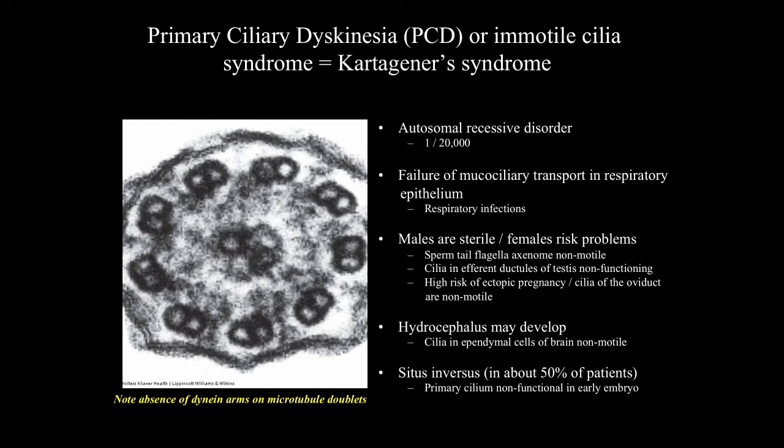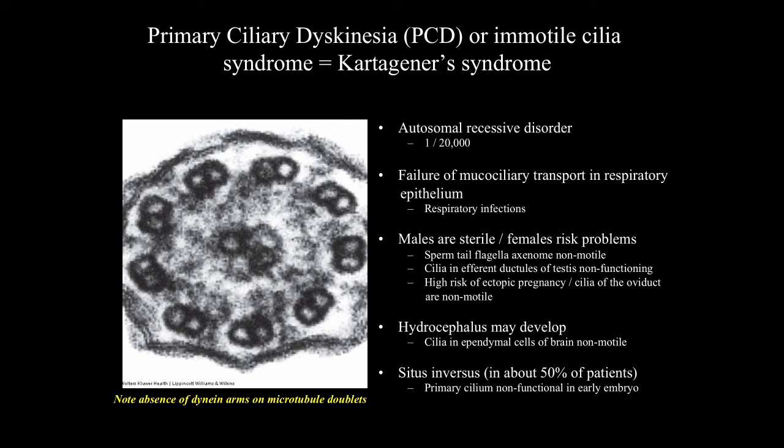The sperm tail flagella axoneme is non-motile. Cilia in the efferent ducts of the testis are not functioning. There's a high risk of ectopic pregnancies because cilia of the oviduct are non-functioning. Some of these patients develop hydrocephalus because the cilia in the ependymal cells of the brain are not motile.